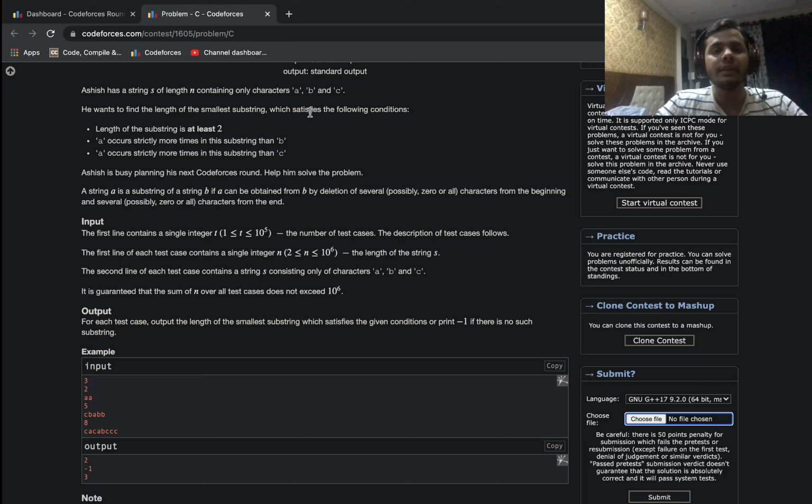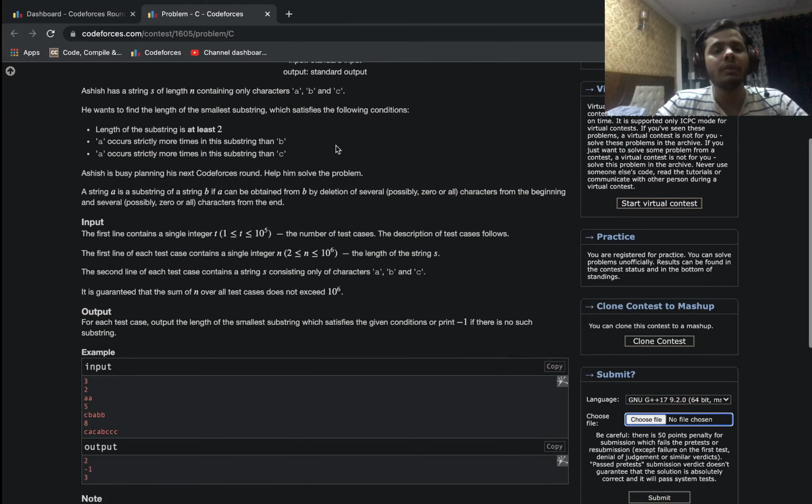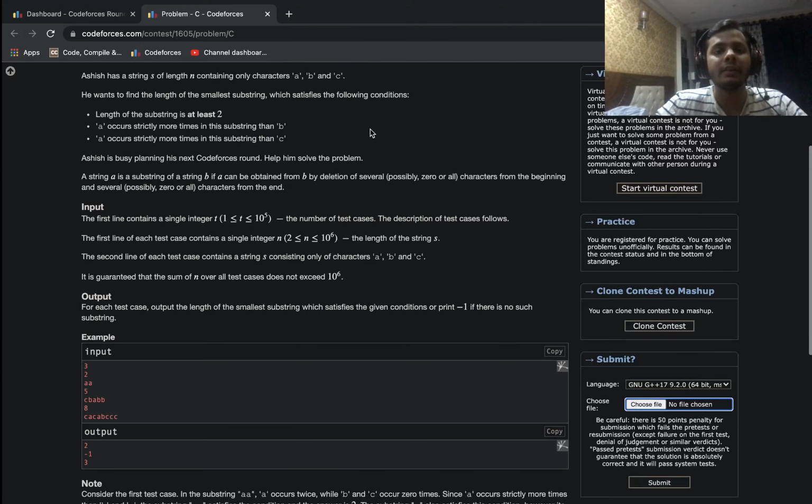So we have a string which consists of only A, B and C's, and what we want to do is find the length of the smallest substring which satisfies some conditions. These conditions are that the length of the substring has to be at least 2, and the number of occurrences of A in the substring has to be strictly greater than those of B, and the number of occurrences of A has to be strictly greater than those of C. And yeah, this is the entire problem. Finally, we need to tell the length of the smallest substring which satisfies these conditions.